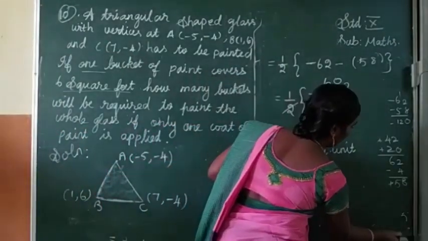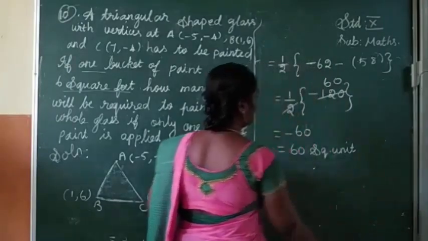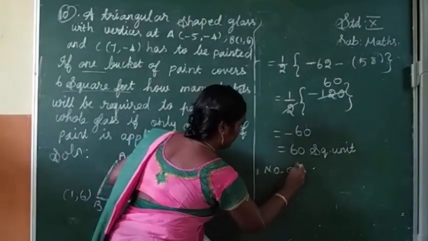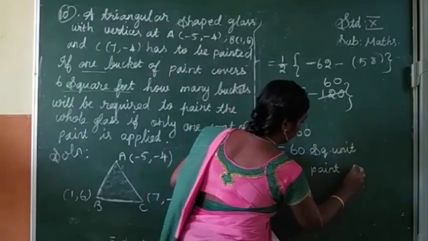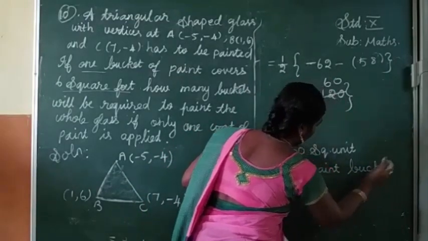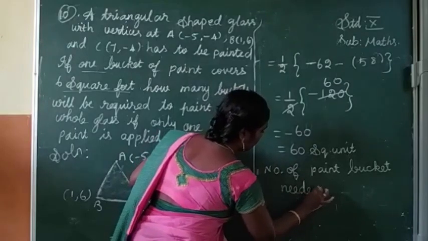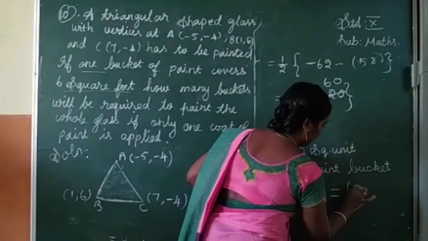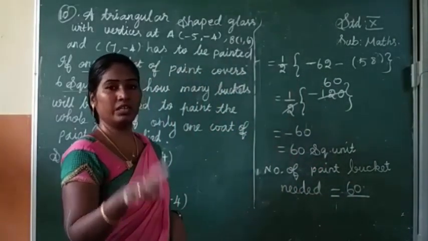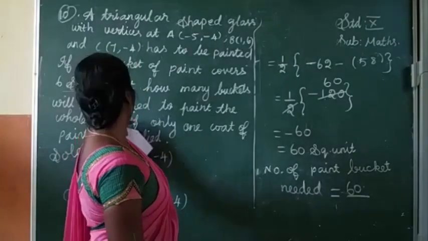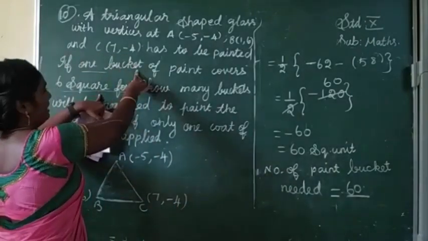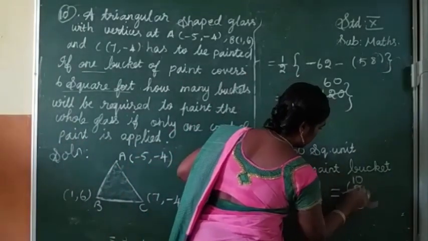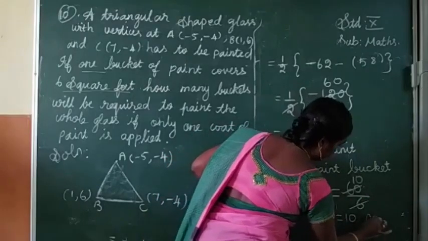Now we are going to find out how many paint buckets are required to coat this glass. So the number of paint buckets needed. What is the area of the glass? The area of the glass is 60. So 1 bucket of paint covers how many square feet? 1 bucket of paint covers 6 square feet. So shall we cancel this? 10 6s are 60. So we will need 10 paint buckets.